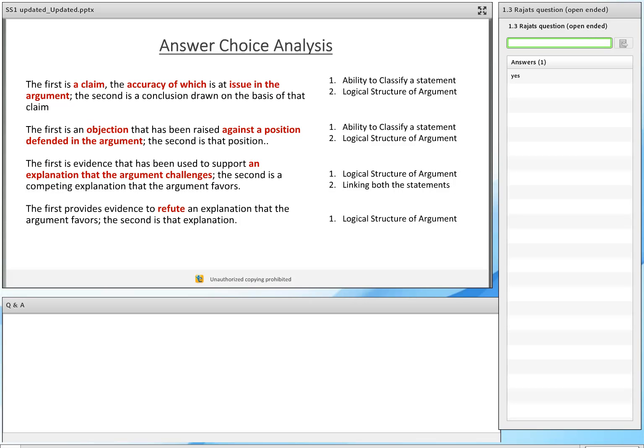Now, can you really see how, first of all, the incorrect answer choices exploit your lack of core skills? If you knew how to classify a statement, you would have rejected choices A and B directly. If you had the correct logical structure, you could have rejected the others and gone down to the exact correct answer choice.